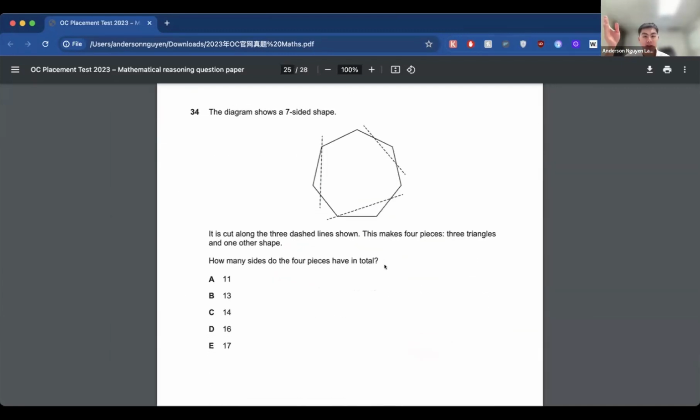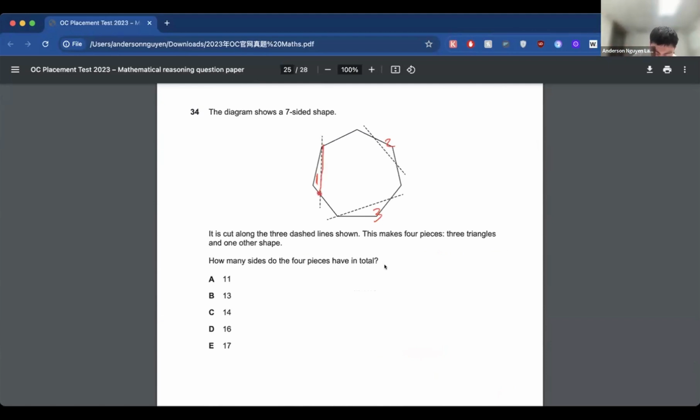34. Now for this, they want us to find how many sides there are in the 4 pieces of shapes that we've got after making those 3 cuts. So this is piece 1, piece 2, piece 3. All of them are triangles. And in the center, you have a big block. So you need to work out how many sides there are there. So you measure it up.